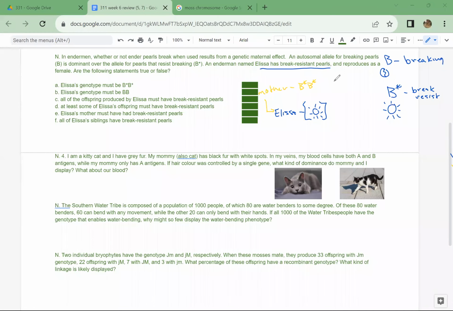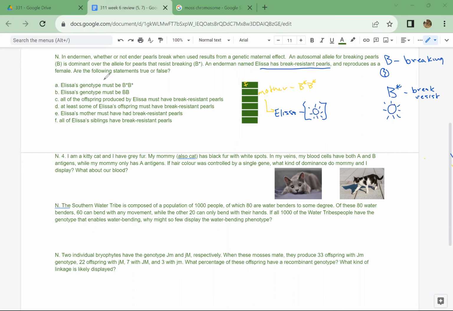So knowing that, part A: Elisa's genotype must be B star B star. Is that true or false? I'd say that it is false. Because of this, it's possible that her genotype is B star B star.